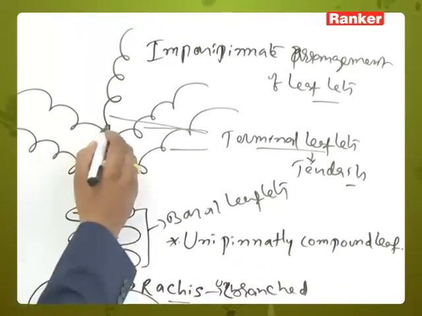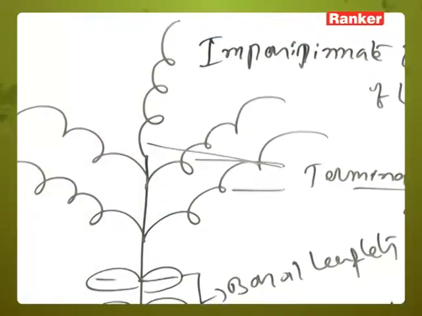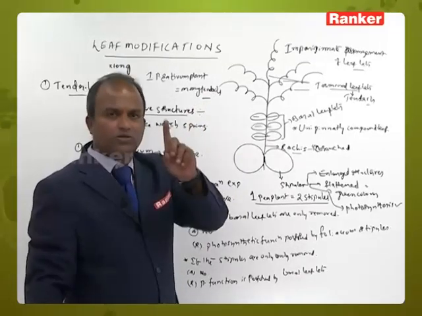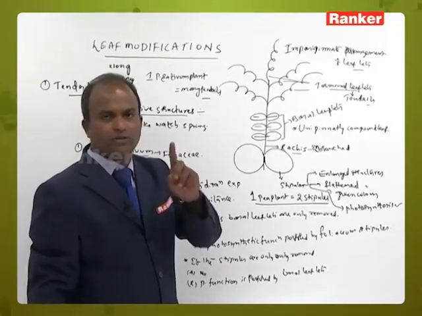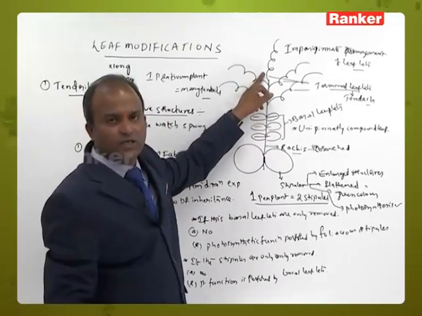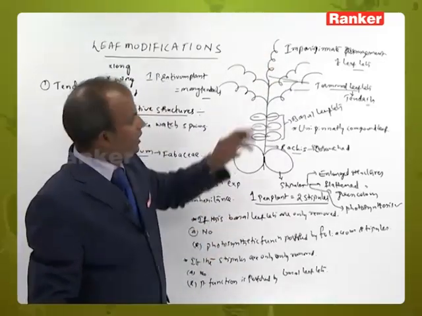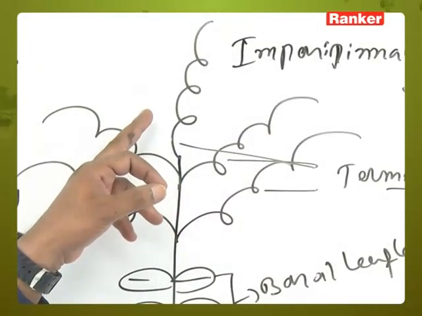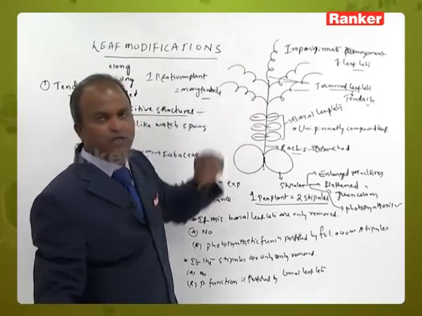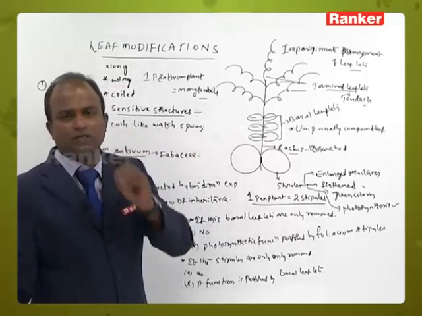That means the terminal part of the rachis ends with how many tendrils? Only one tendril. The terminal part of the rachis ends with one tendril, that means it shows only one leaflet. If the terminal part of the rachis ends with a single leaflet, it is called imparipinnate arrangement. In Pisum sativum, the terminal leaflet is modified into a single tendril. So that's why it is called imparipinnate arrangement of leaflets.